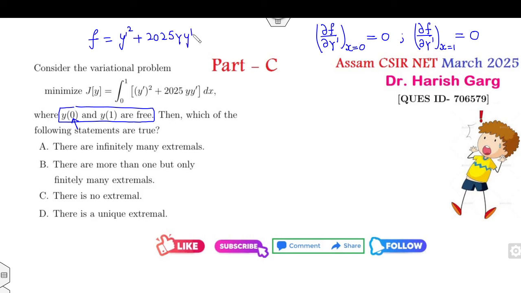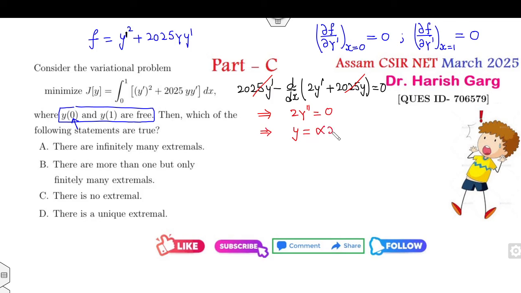plus 2025 y dash. So now let's start again with the Euler equations. Partial derivative of f with respect to y minus d over dx of the partial derivative with respect to y dash, 2y dash plus 2025 y, is equal to 0. Clearly, this value will be cancelled out if you open this derivative. That implies twice the second derivative is 0, so the second derivative is 0. This implies the solution is linear.